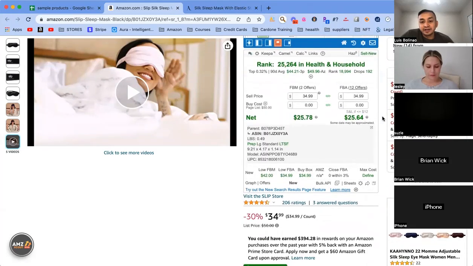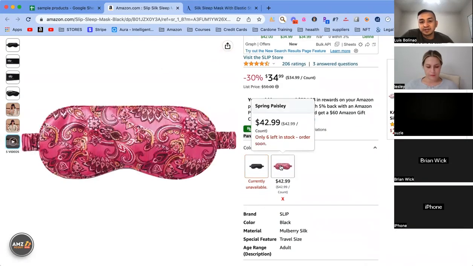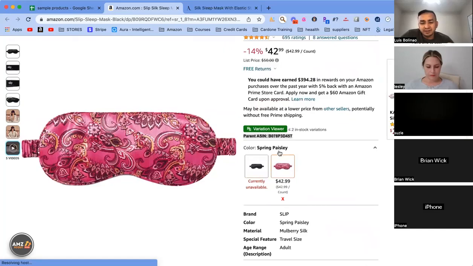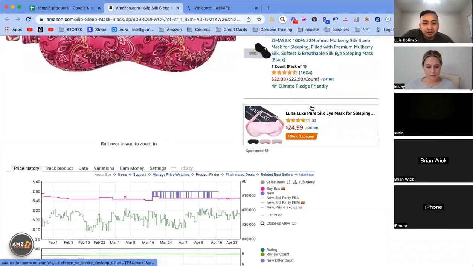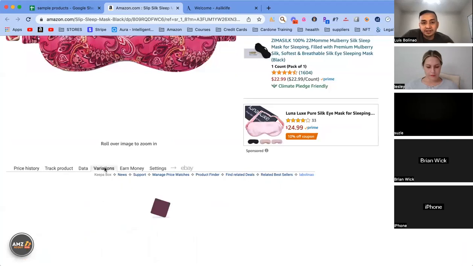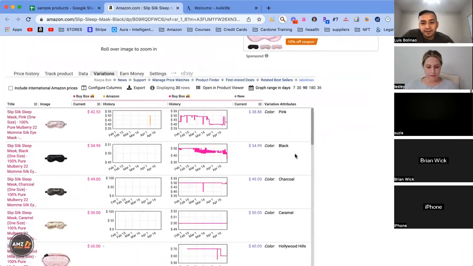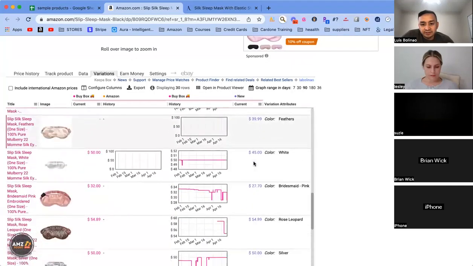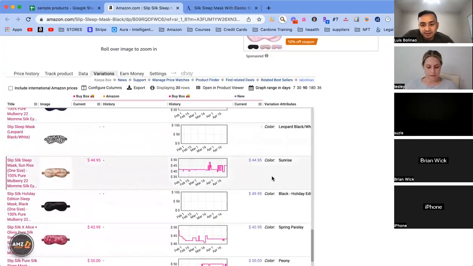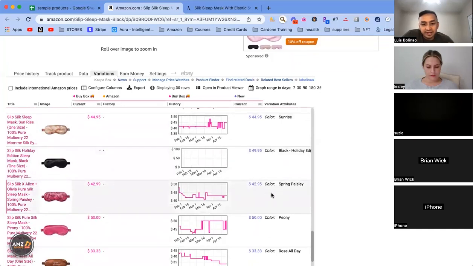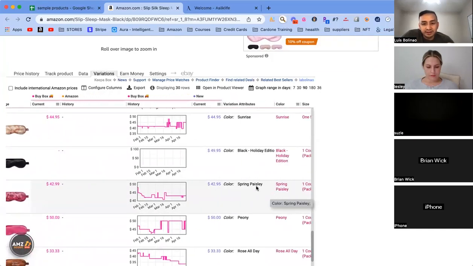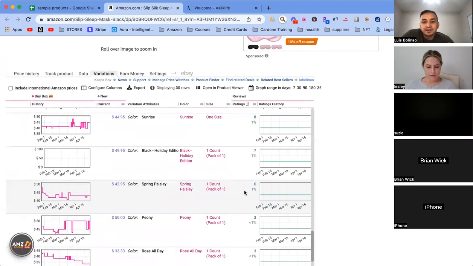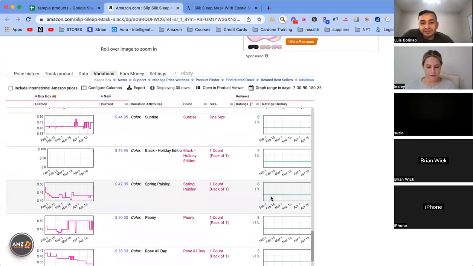And then I usually look at the other colors. So for example, this one. What is this, like spring paisley? I would do the same thing. I would go to variations, and then I would look for that color. There's a lot of variations. Yeah, right here. So look for spring paisley, that color. This one though only has like 1% of the sales. Yeah, it wouldn't even be worth your time, which is about 9 sales a month.